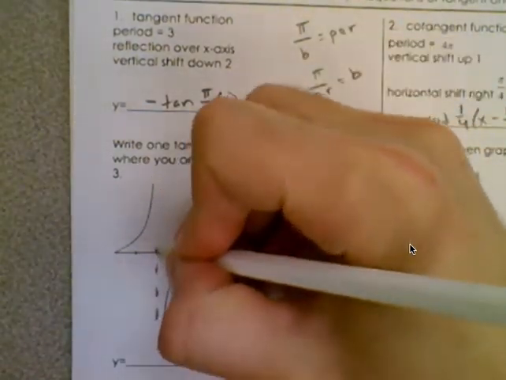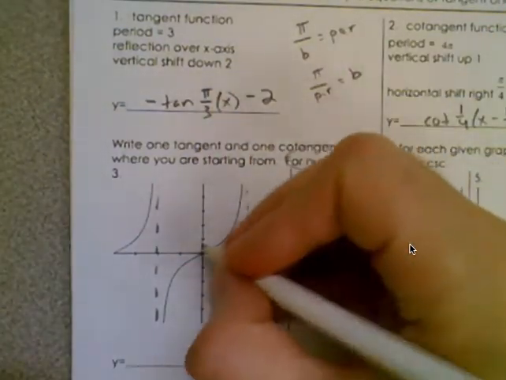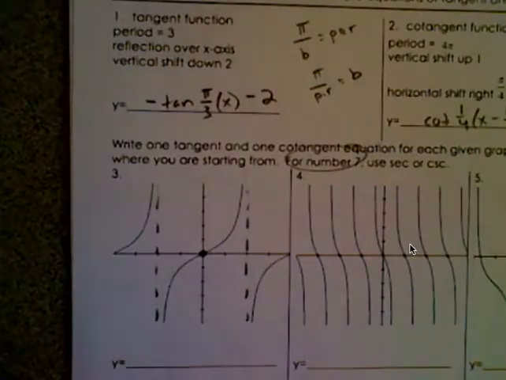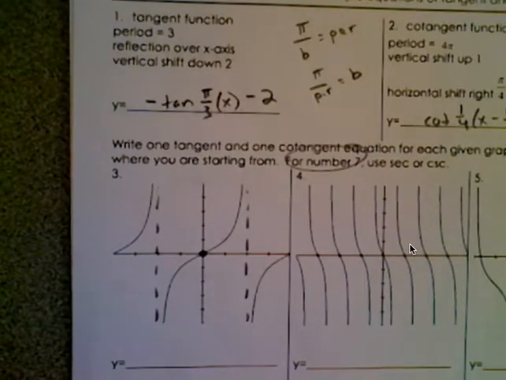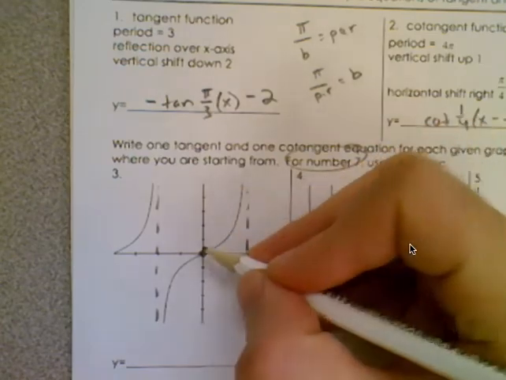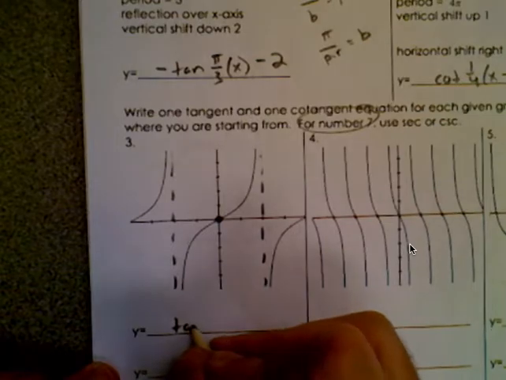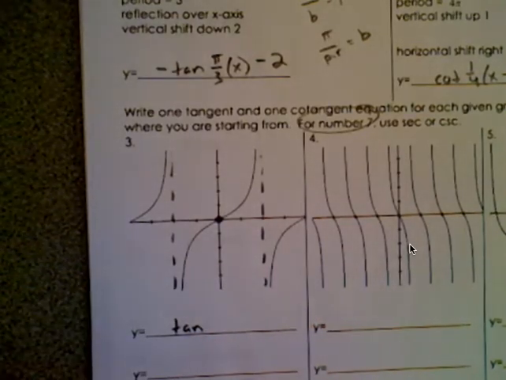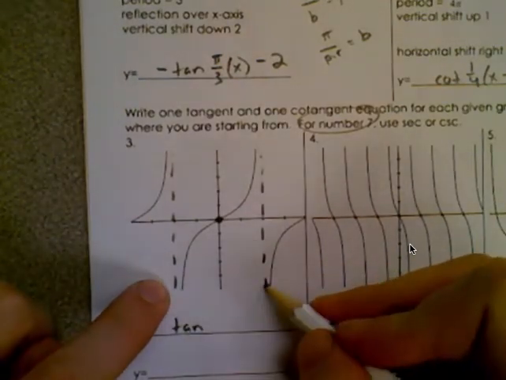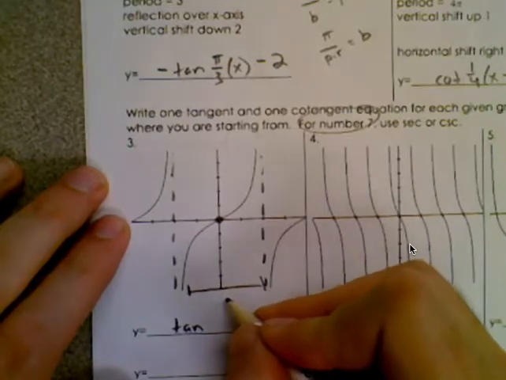All right, so number 3, I always like to put in the asymptotes to give me some perspective. And you have to pick a starting spot. So I think a nice starting spot would be right here, because that appears to be on the midline, and it also looks to me like it's a tangent graph, because tangent goes upward and starts on the midline. So my first guess is I'm going to write a tangent function. Okay. Now we need to know what the period is. If you count between these two asymptotes, that distance is 2 pi.